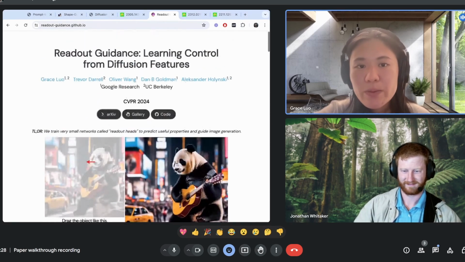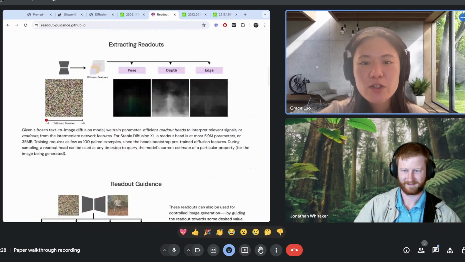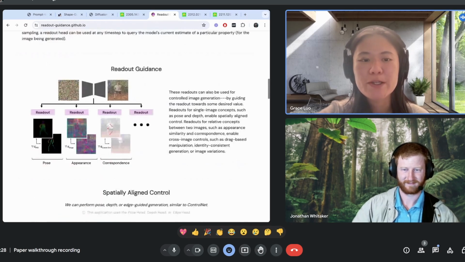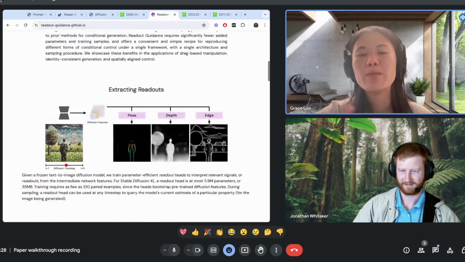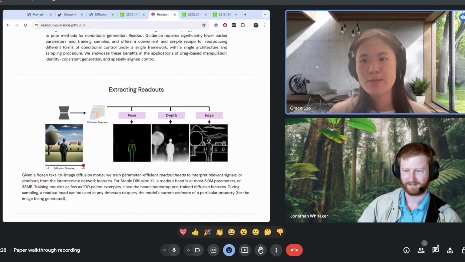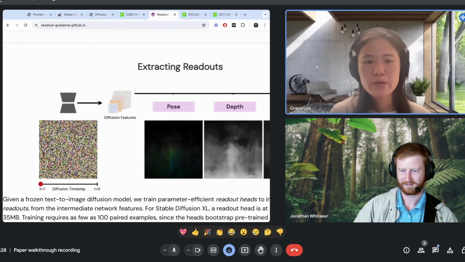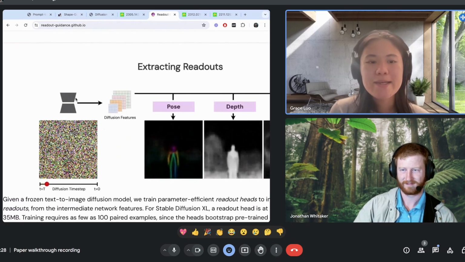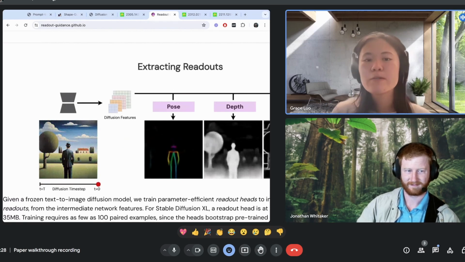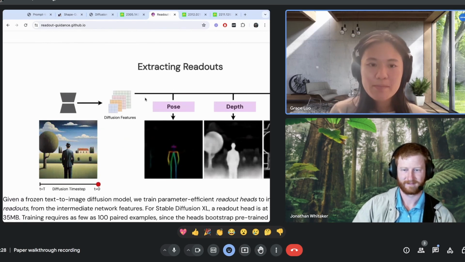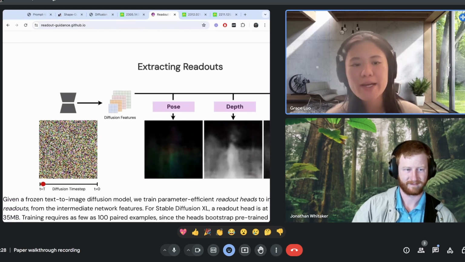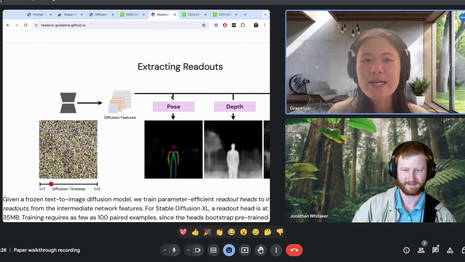And so essentially what we did is basically took a lot of ideas from diffusion hyperfeatures and adapted it so that it would be more appropriate for this control-based task. So to summarize how we go about, for example, doing pose control: we'll take this base diffusion model, we'll take these frozen diffusion features from across the network, and then we'll again train our little aggregation network, which we now call a readout head, in order to predict some property.